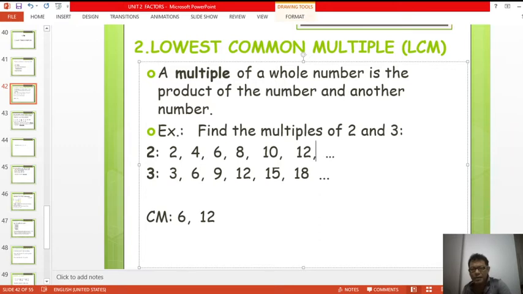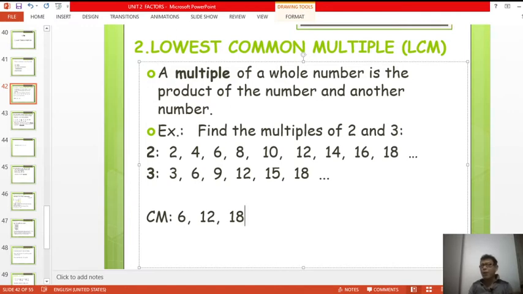So if I continue, 2 times 6 is 12, 2 times 7 is 14, right? 2 times 8 is 16. Then 2 times 9 is 18. So look at that. Meaning 18 is also a common multiple of 2 and 3. So these are common multiples.